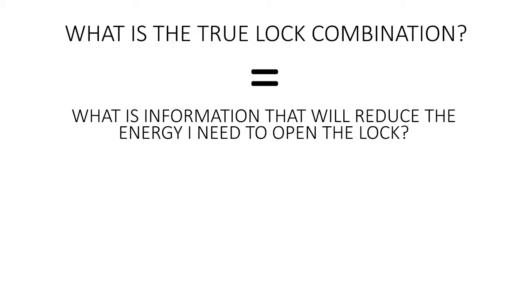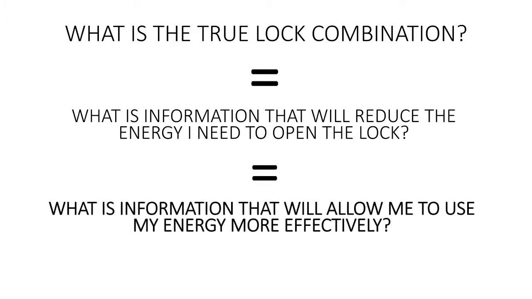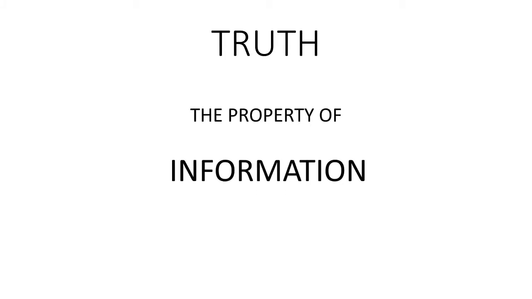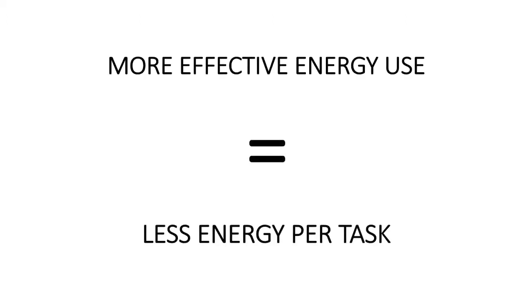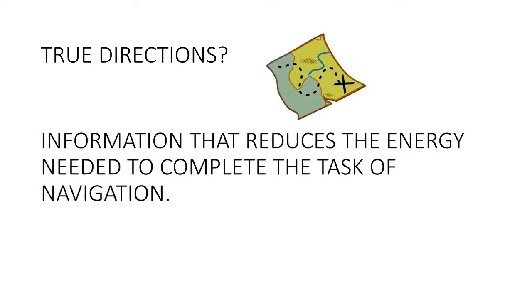They're the same question. And more generally, this is also equivalent to asking, what is information that will allow me to use my energy more effectively? Truth can be considered the property of information that is able to increase how effectively energy is used. More effective energy use is equal to less energy per task, right? For example, true directions are sets of information that reduce the energy needed to complete the task of navigation.